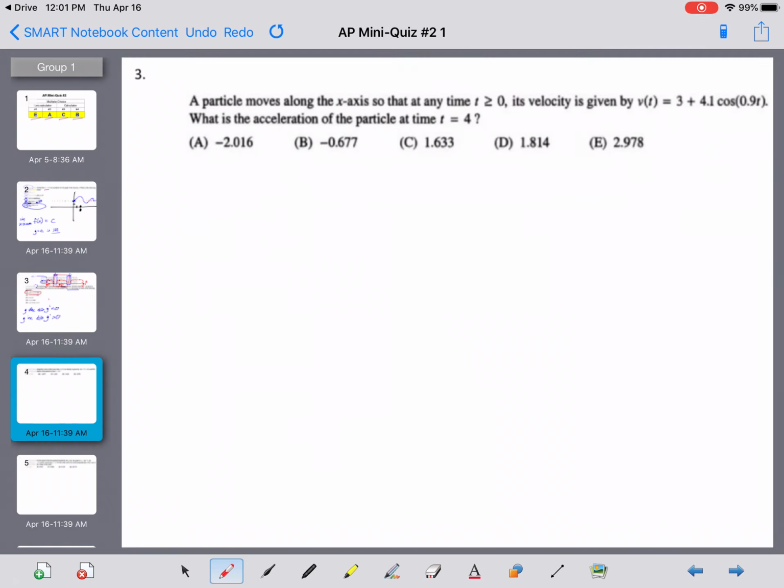Moving on to number 3. This was a calculator question, and I see a whole bunch of irrational decimal answers right here, which means I am probably going to have to use my calculator in order to figure this out, but let's see what we have going on. A particle is moving along the x-axis so that its velocity is given to us by this function right over here, and they want to know the acceleration of the particle.